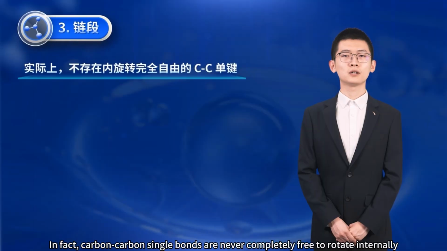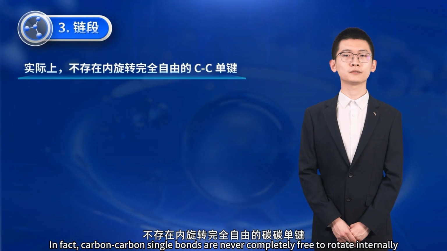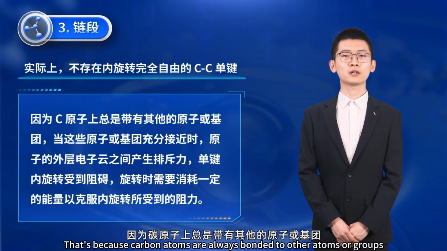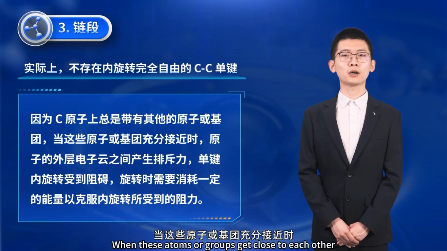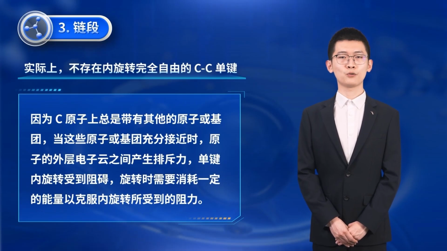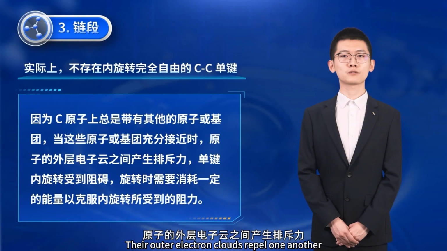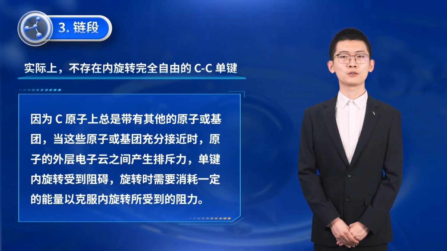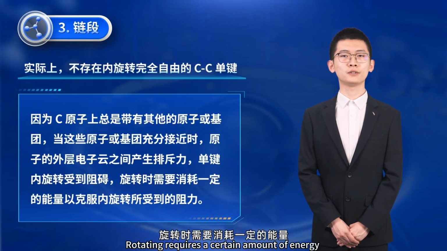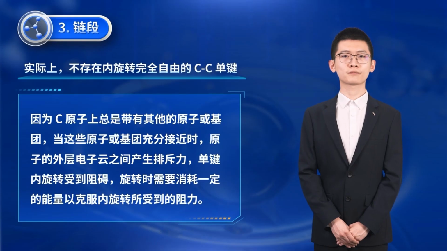In fact, carbon-carbon single bonds are never completely free to rotate internally. That's because carbon atoms are always bonded to other atoms or groups. When these atoms or groups get close to each other, their outer electron clouds repel one another. This repulsion hinders the internal rotation of the single bond. Rotating requires a certain amount of energy to overcome the resistance to internal rotation.